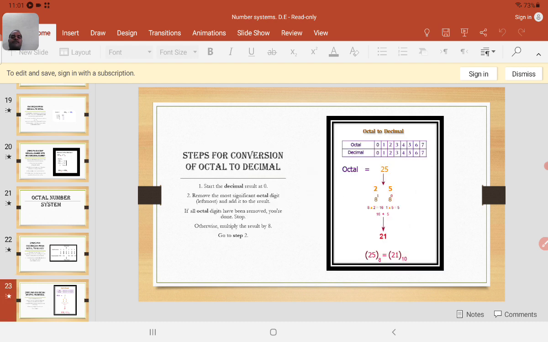In the next case, we will see how to convert an octal number into a decimal number.